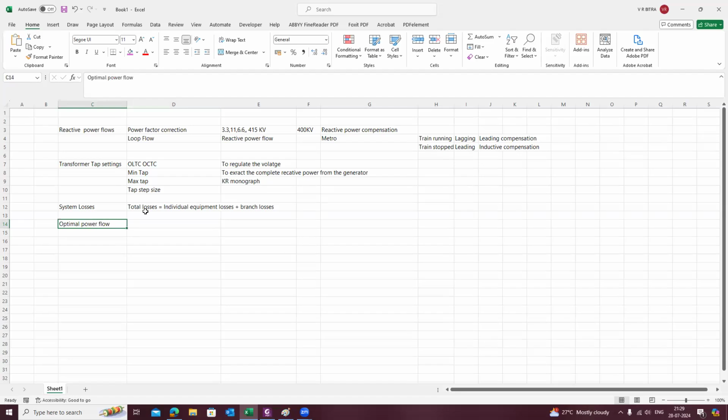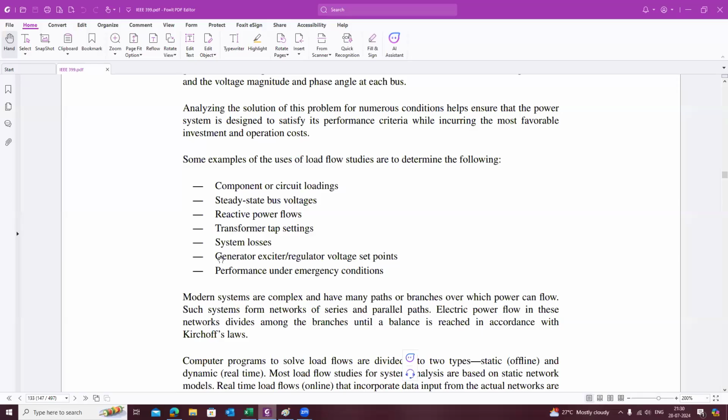Okay. So finding out the minimum possible loss, the ideal operating condition, is also decided by the load flow analysis. As a part of that, the optimal power flow minimizes the reactive power compensation, reduces the losses, and better utilizes the transformer tap. And probably this optimal power flow also decides the generator or exciter regulator voltage set points.